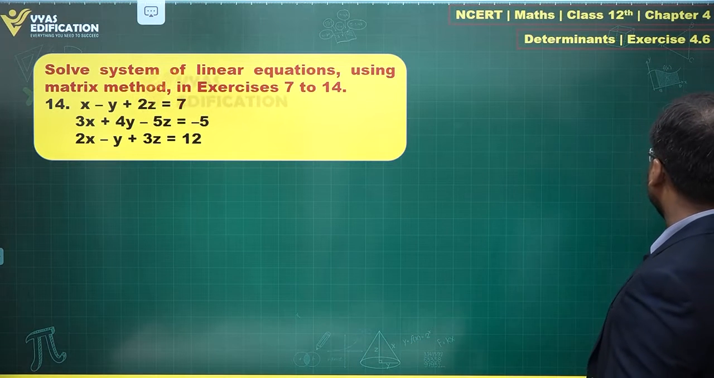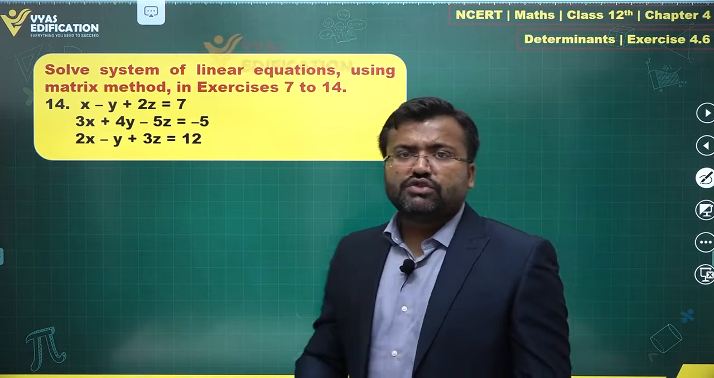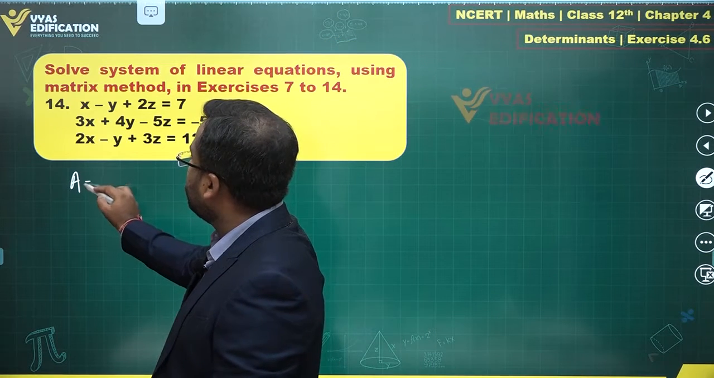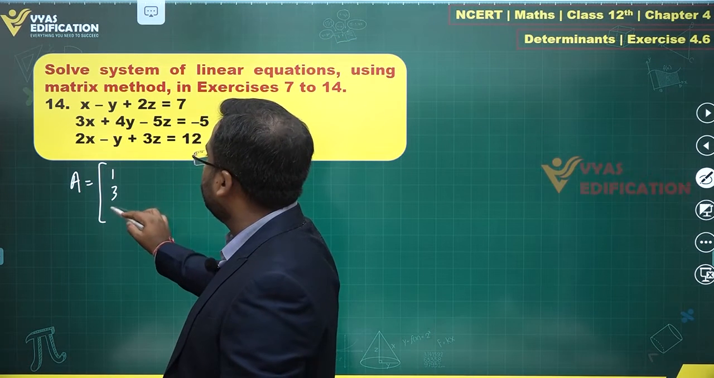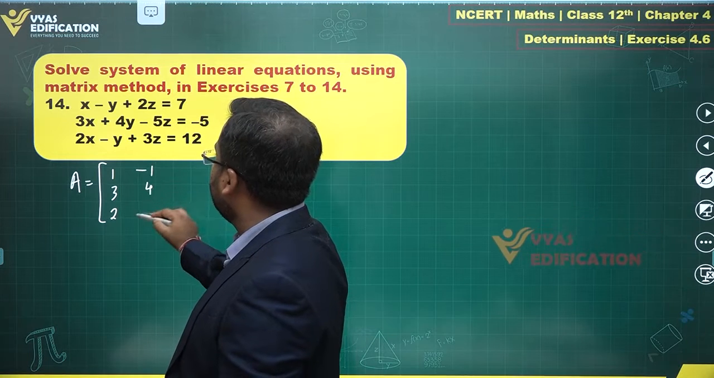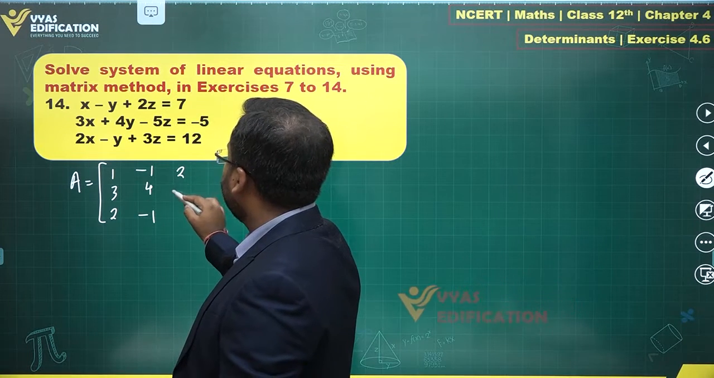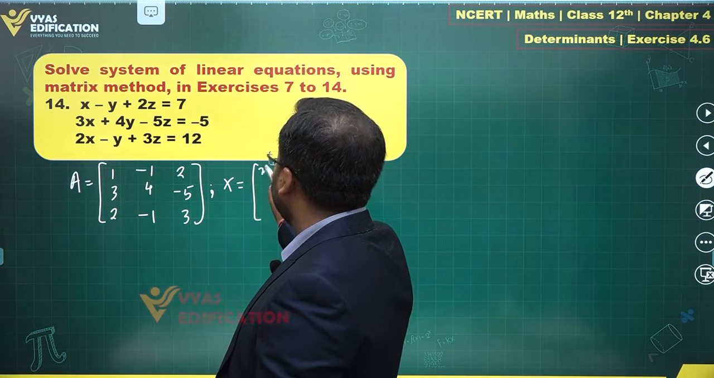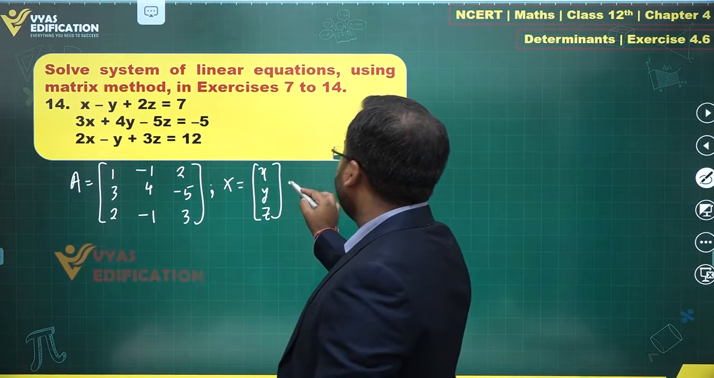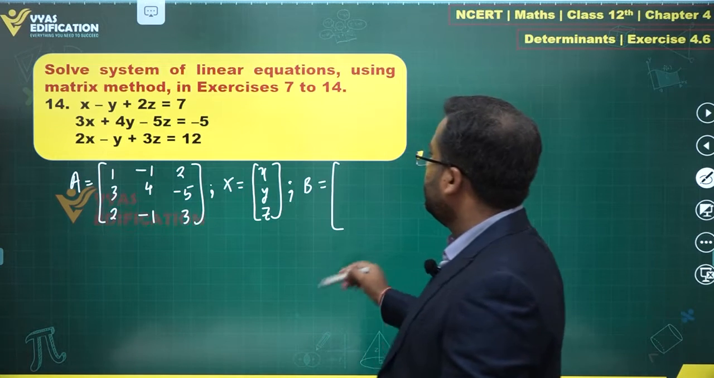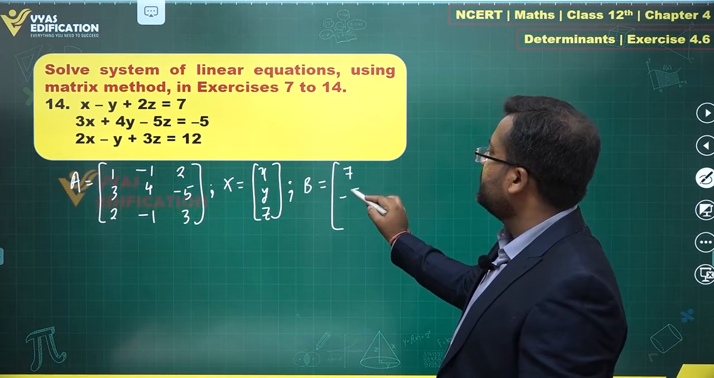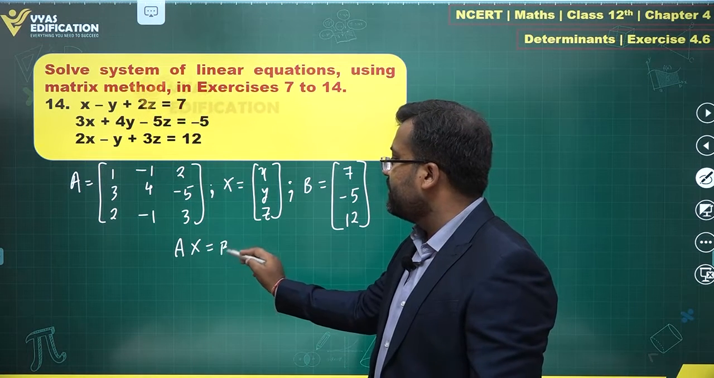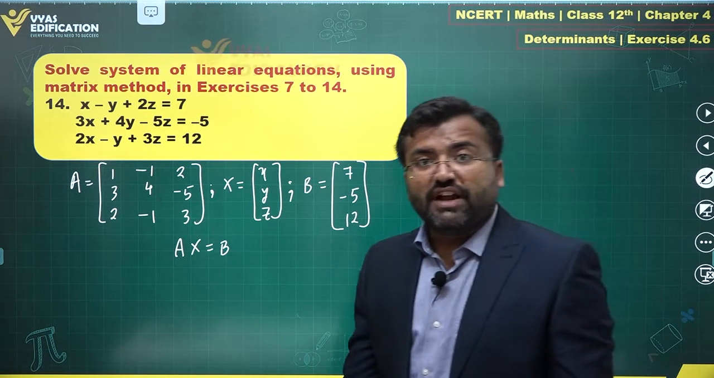So, how can we approach this question? Approach is similar. Once again, these are just practice questions. So, matrix A can be found very easily. 1, 3, 2. Minus 1, 4, minus 1 and 2, minus 5, 3. Matrix X is again very simple. X, Y, Z. Matrix B is the constants on the right hand side. This is 7, minus 5 and 12. So, the system of equation that you have is AX equals B. And the solution will depend upon the value of determinant of A.